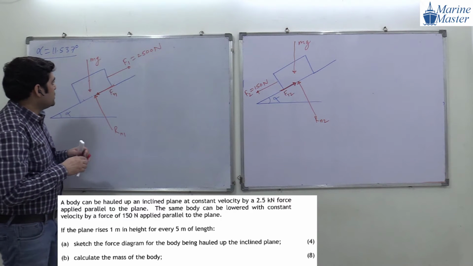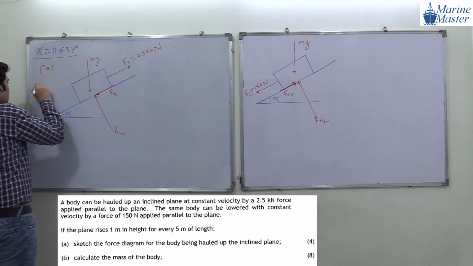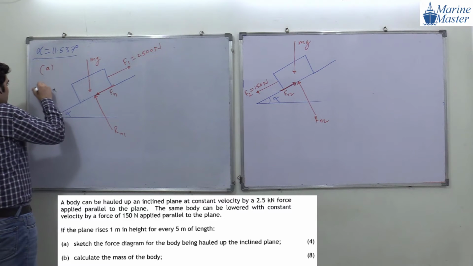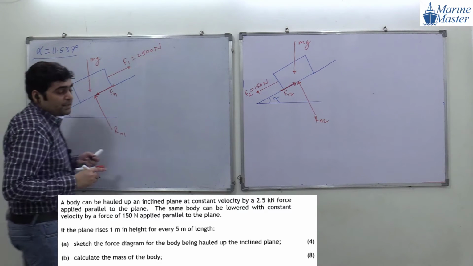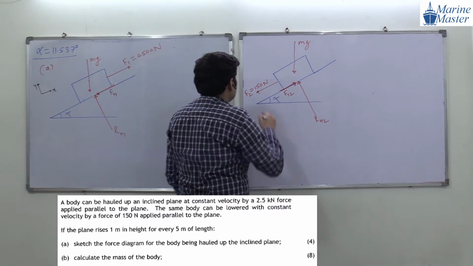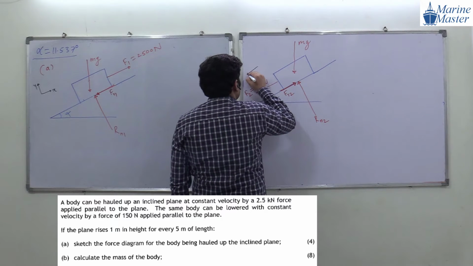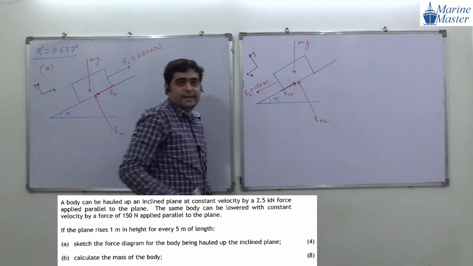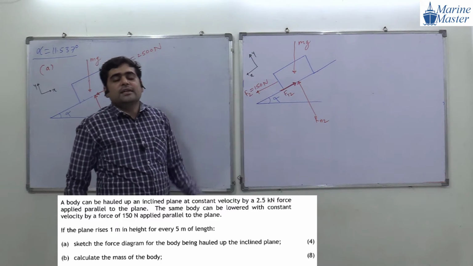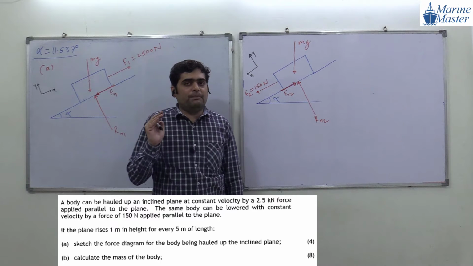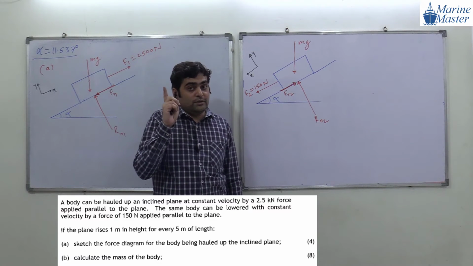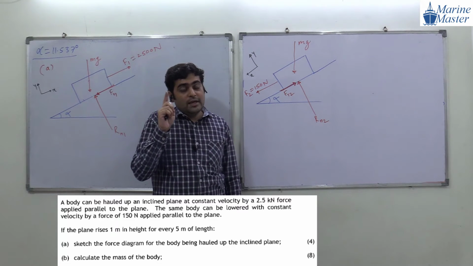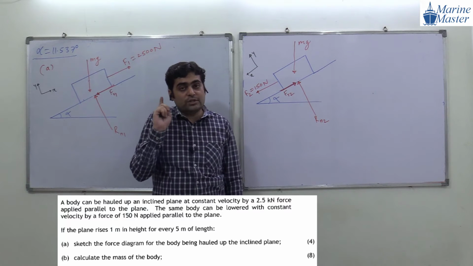Now guys, here try to see the x and y direction. This is our x direction, this is our y direction. But in this scenario, which x direction will we consider? The x direction is always along the plane and in the direction of motion. Guys, remember this point. How do we have to select the x direction?